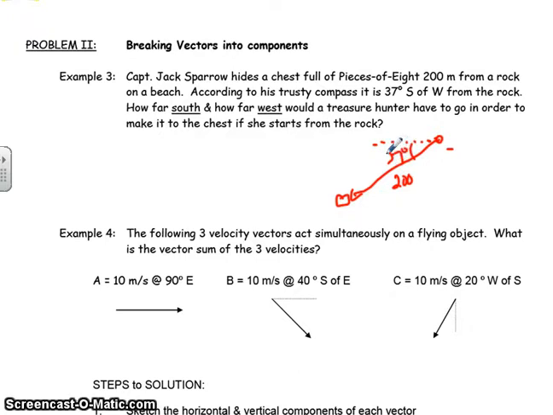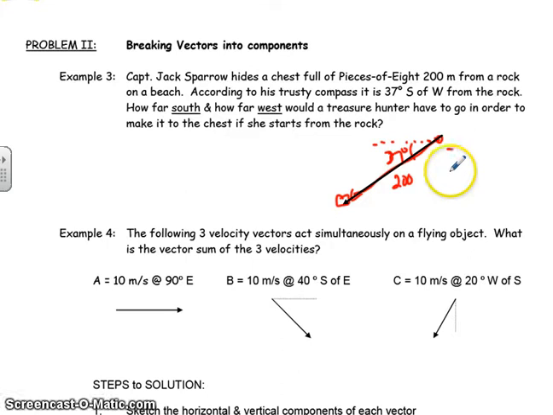Sorry, that's so sloppy. The question is, how far west and how far south do we have to go to reach there? So what we want to basically do is take this awful looking vector. Maybe I should try to make it a little straighter. Okay, there's our vector. And I want to break it up into components. In other words, in order to get from the beginning to the end, I could have moved south and then west.